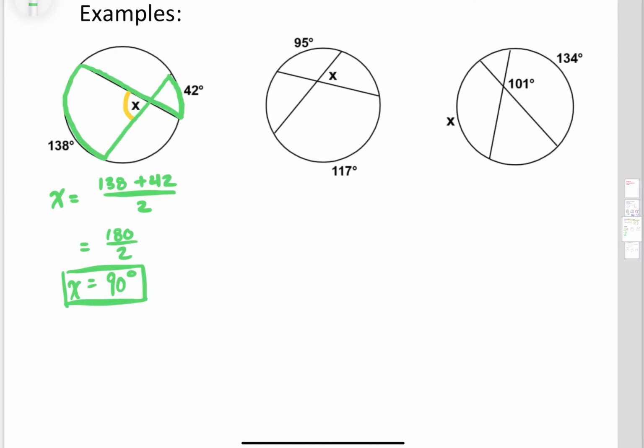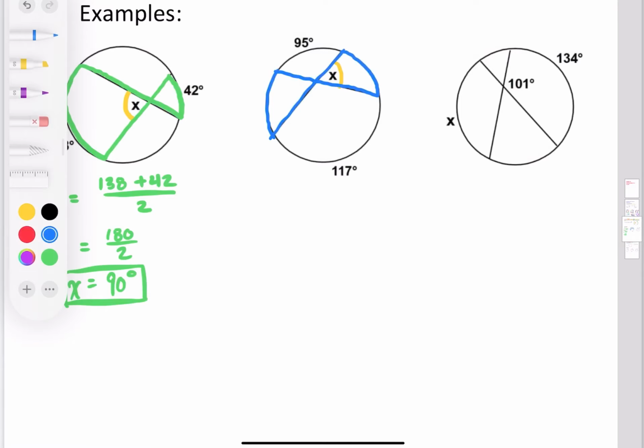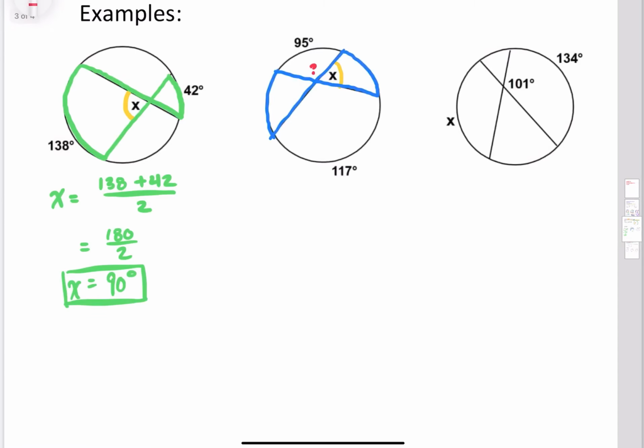The second one is similar, yet slightly different. So if we take a look at this one over here, here's x. That's what we're trying to look for. And the intercepted arcs are going to be the ones that are blank. So there's a couple of ways that we can do this. We can go ahead and solve for this one first. So if I solve for that missing arc, the same thing, that question mark is going to be the two intercepting arcs, which is 95 plus 117, and we're going to divide that by 2.